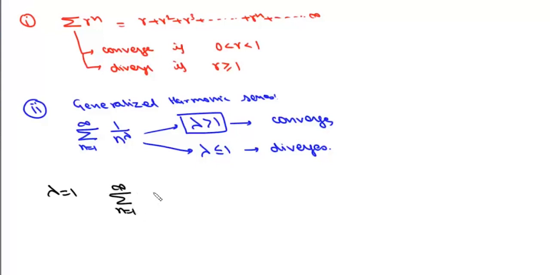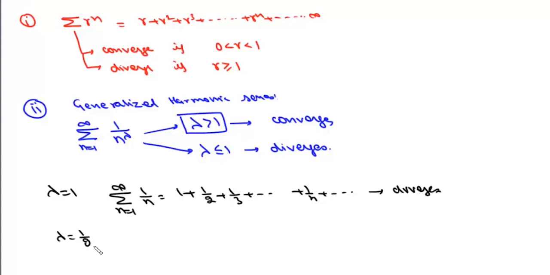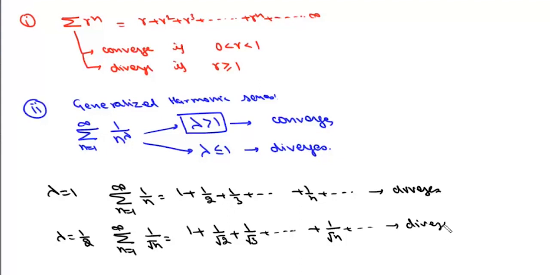So it will be the summation, n varies from 1 to infinity, of 1 upon n, which is 1 plus 1 by 2 plus 1 by 3 plus 1 by n up to infinity, and we know this series diverges. And if lambda is less than 1 also, say for example lambda is 1 by 2, then we can write this series as the summation, n varies from 1 to infinity, of 1 upon under root n, which is 1 plus 1 upon root 2 plus 1 upon root 3 plus 1 upon root n, and it will also diverge.